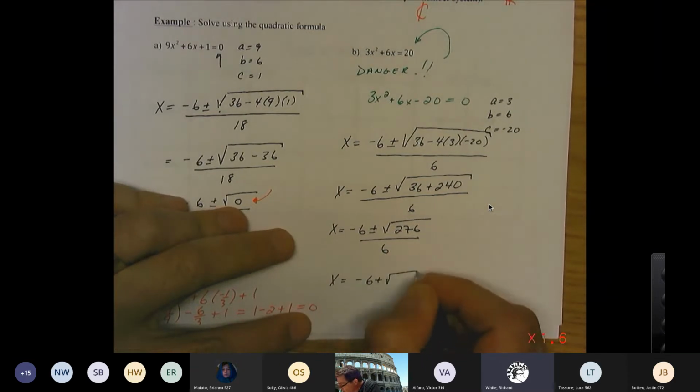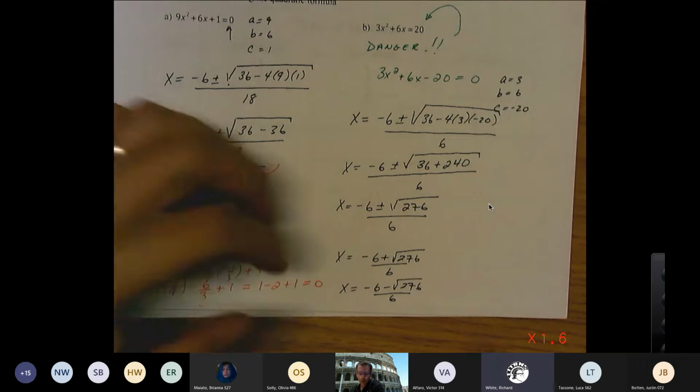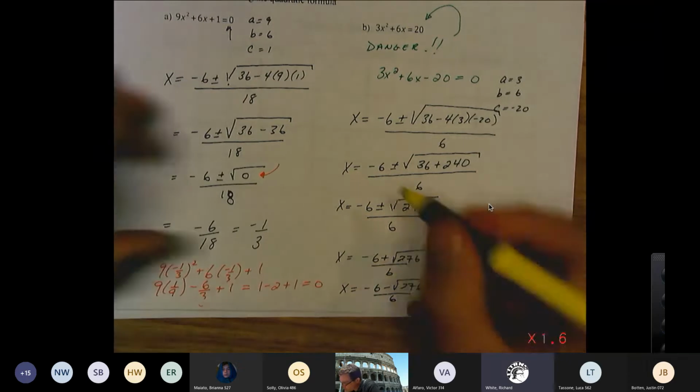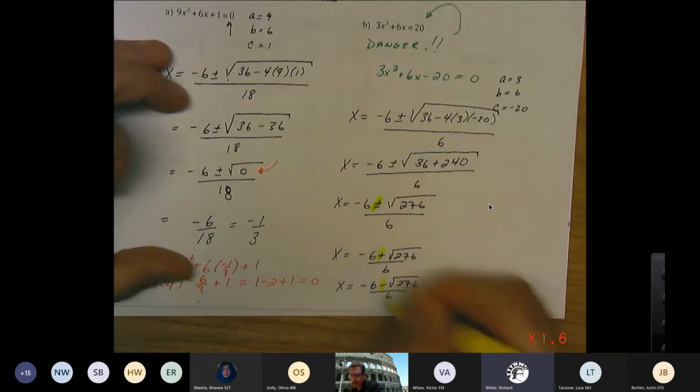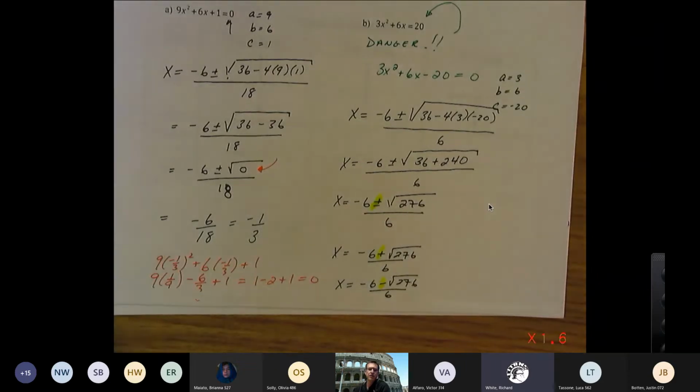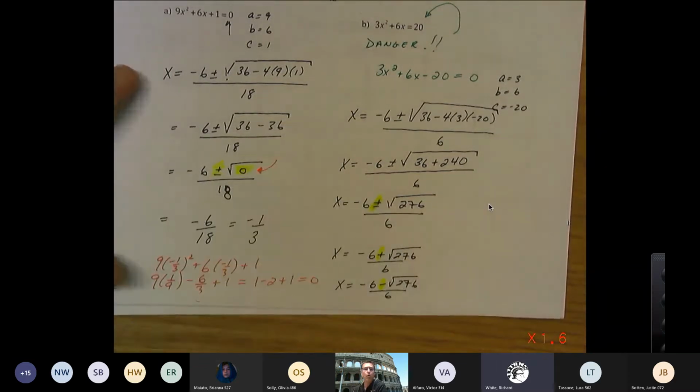One is, and the other one is, so there are two answers here. This plus or minus gets broken up into a plus and a minus answer. This one didn't have it because it was plus or minus 0. So that's not going to do anything, right?